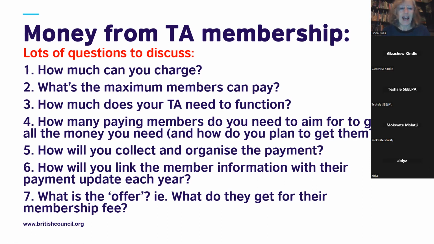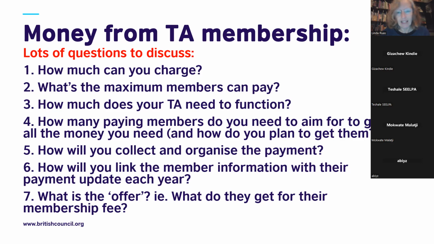Number 4 is how many paying members do you need to aim for to get all the money you need? And what's your plan to get all those members as well? It's very complicated, isn't it? And rather than just leaving it up to fate and thinking, oh, we don't know, maybe we'll have this, maybe we'll have this, I think you need some sort of plan: how many you need, how you are going to get them, how many members each, how much money, by when.